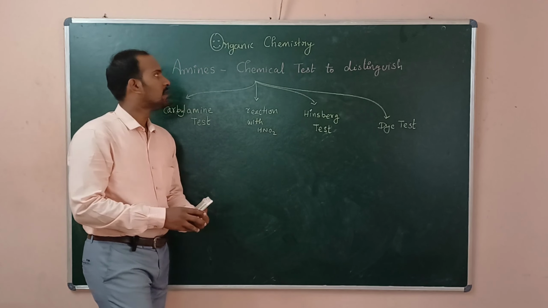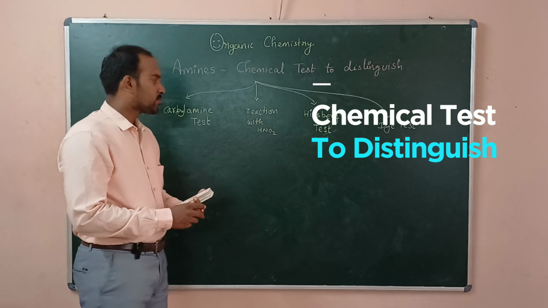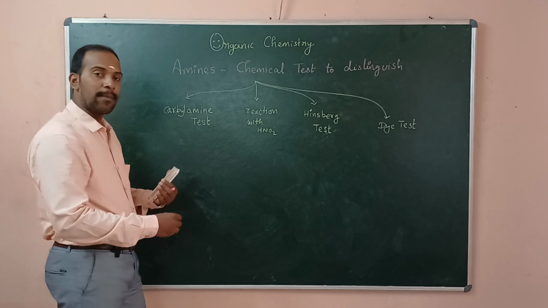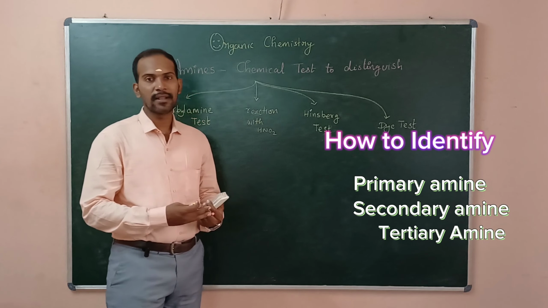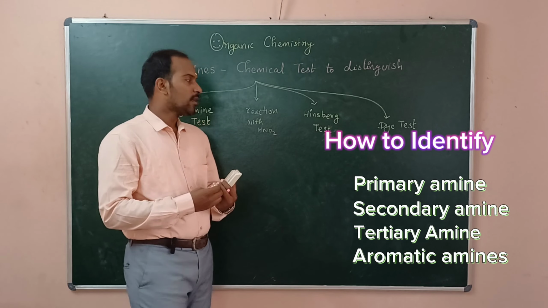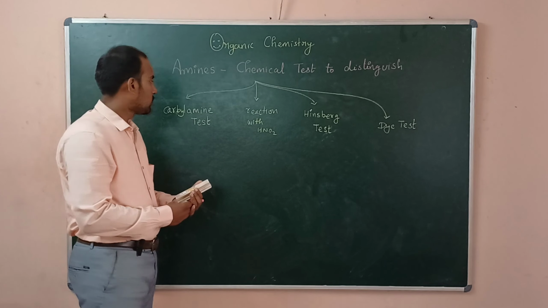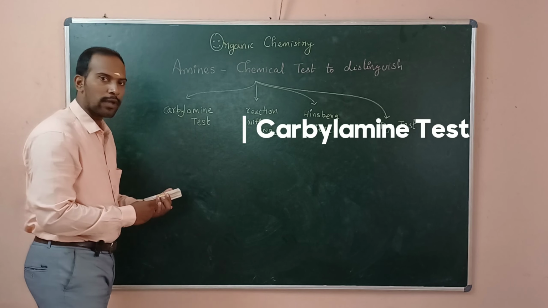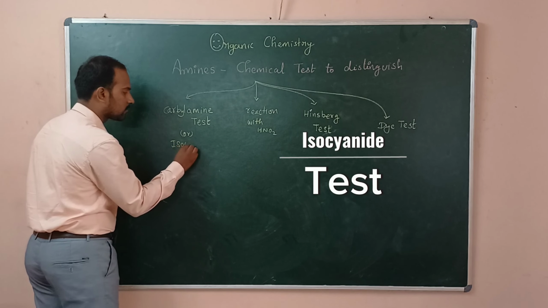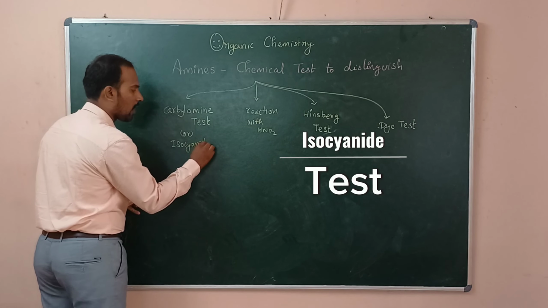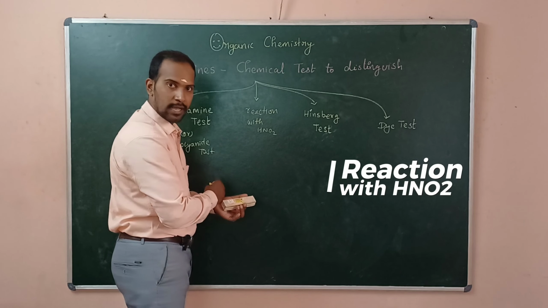Today we are going to discuss organic chemistry amines, chemical tests to distinguish. In this video, we will see the chemical tests to identify primary amines, secondary amines, tertiary amines, and aromatic amines. There are four major chemical tests. One is the carbylamine test, otherwise called the isocyanide test.